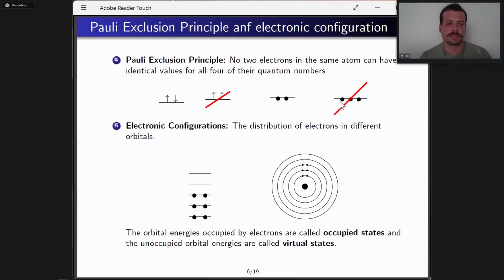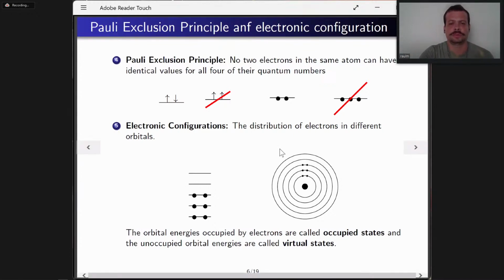Another important concept in quantum chemistry is the electronic configuration. Basically, the electronic configuration is the distribution of electrons in different orbitals. On the right-hand side, I'm just depicting an atom, this is not how an atom actually looks. Two electrons are occupying each of the more internal orbitals. So in this case, we have 5 orbitals and 6 electrons.